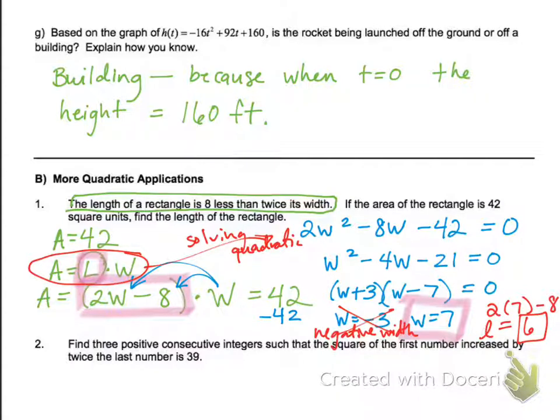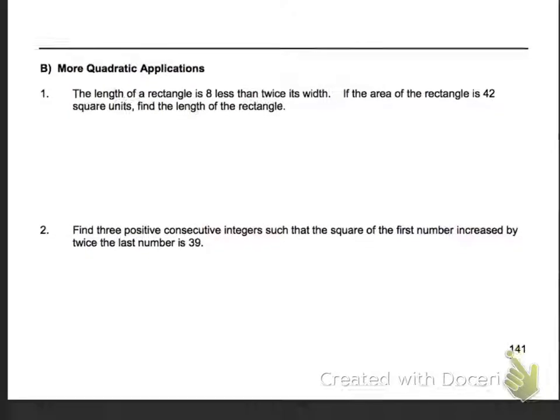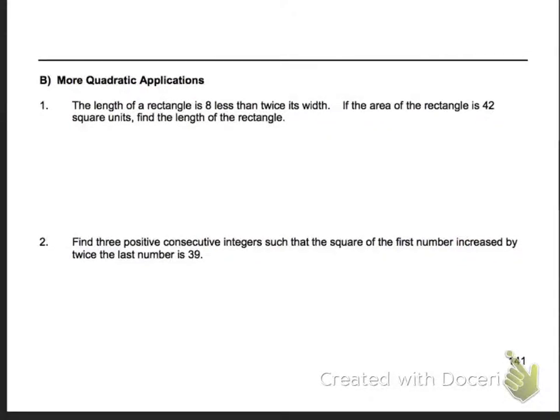Okay, let's look at the next one. So it says, find 3 positive consecutive integers such that the square of the first number increased by twice the last number is 39. So reading all of that seems kind of crazy. It blows my mind. But let's just dissect it a little bit at a time.